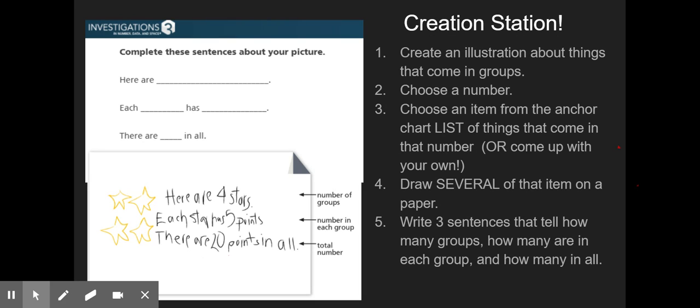You are going to draw several of that item on your paper. Remember, if you're drawing pairs of socks, you're going to draw several pairs of socks, not just several socks. When you're done, you're going to try to write your 3 sentences about your picture.